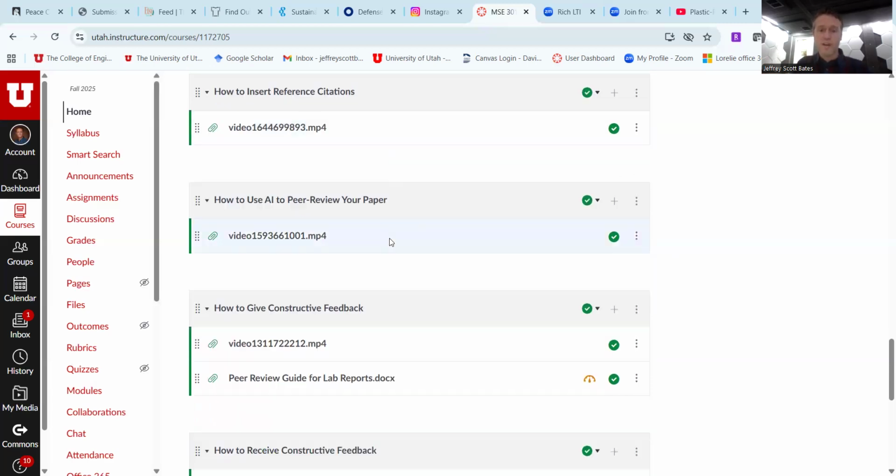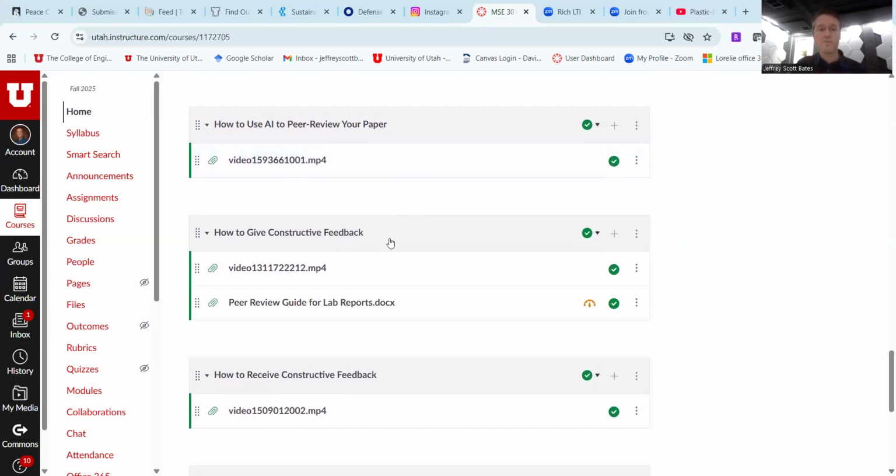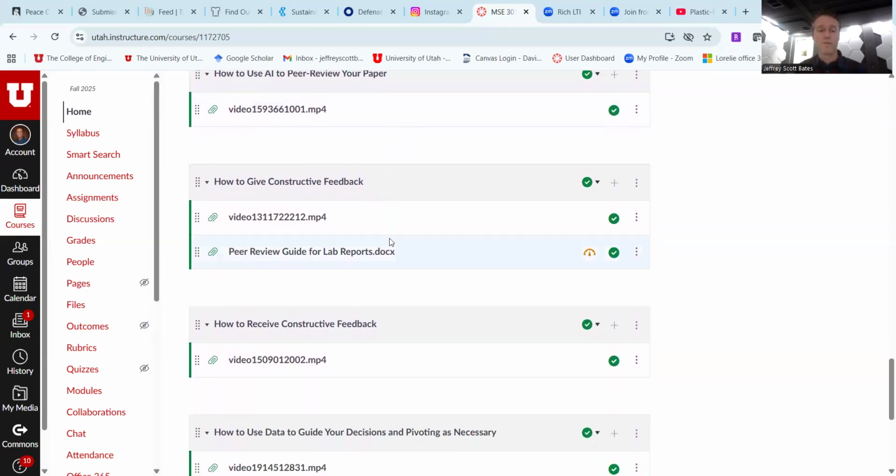So I show them how to use AI. I use Perplexity to peer review the paper. So I just say, okay, here you go. Do this, and here's how you can have AI help you with that. I also have them do peer reviews. So I wanted them to see how to give constructive feedback, what that looks like.